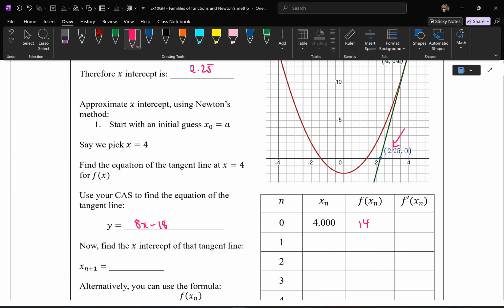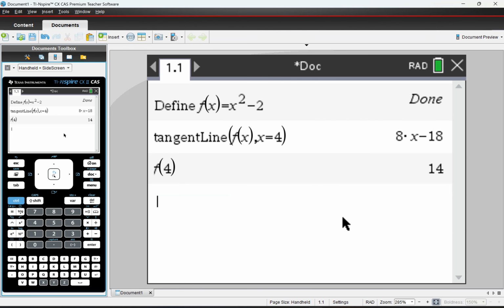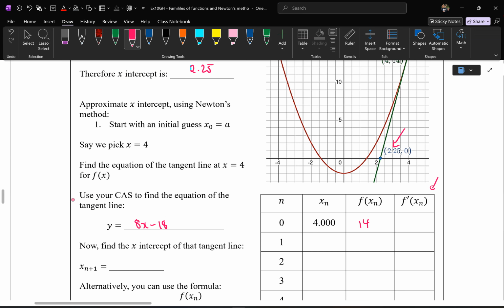So there's my coordinates, 4, 14. What's the derivative at that point? Well, I need to find the derivative here. Actually, you don't need to do the derivative if you're doing the spreadsheet. But if I do the derivative, let's call it g of x. Control var means you store it into g of x. And I go g of 4. So the gradient's 8, which makes sense.